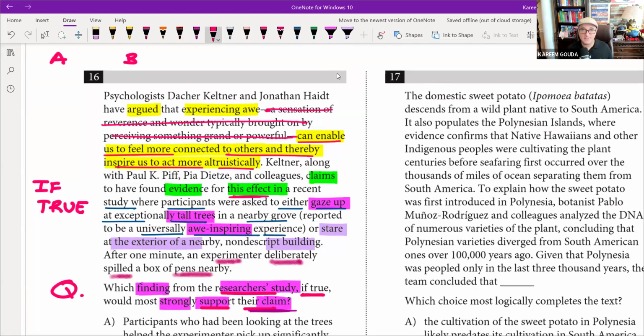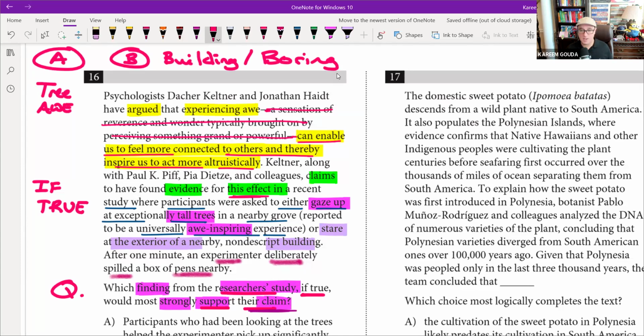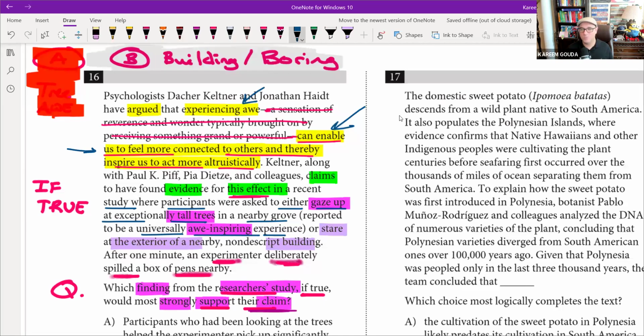Group A looks at a tree for some time, and the tree is so wonderful, it gives you a sense of wonder and awe. Group B stares at a building, and that building is pretty boring. After some time, an experimenter, somebody in on the game, deliberately spills a box of pens. Guess what? The people who have been staring at the tree for the past minute go help that guy out. But the people who've been staring at the boring building for a minute don't help. Why? Because experiencing awe can enable us to feel more connected to others and thereby be altruistic, help other people.